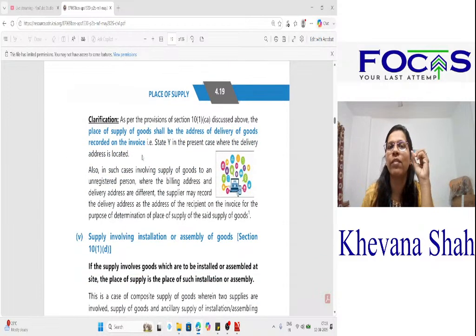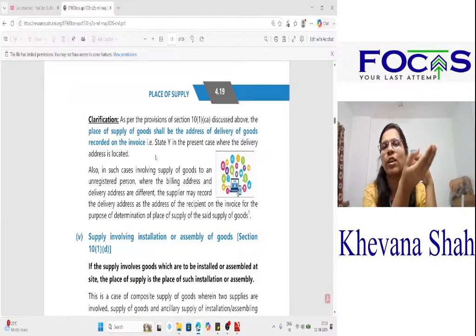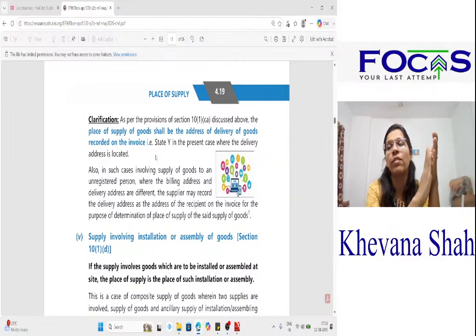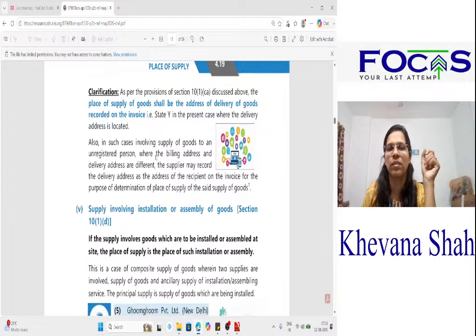So they have given one clarification that as per the provisions of section 10(1)(ca), the place of supply of goods shall be the address of delivery of goods recorded on the invoice. So whatever address is recorded on the invoice as your delivery address, whatever is the address of your siblings to whom you are sending these Rakhis, that place will be taken as the place of supply in this case.